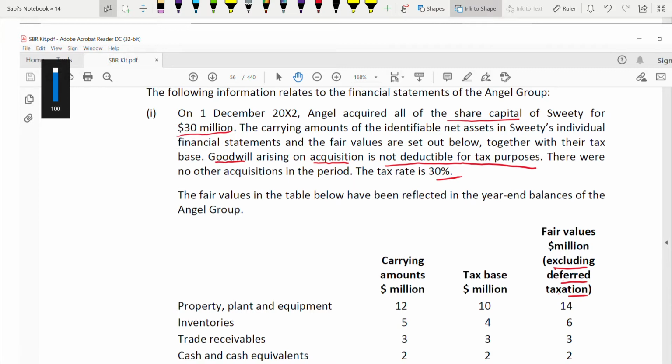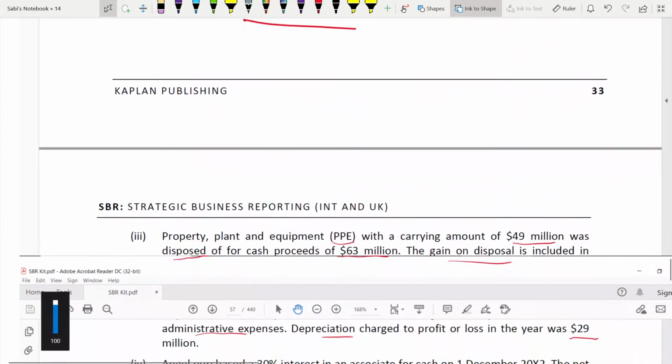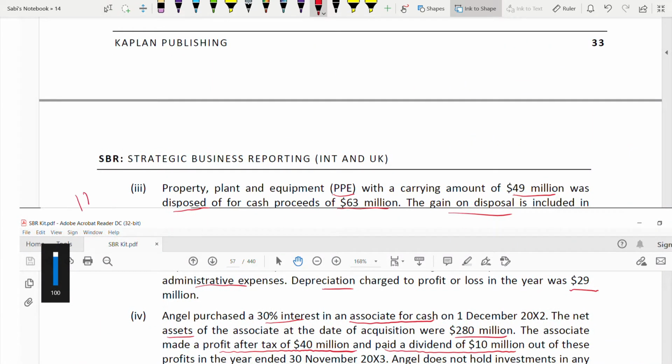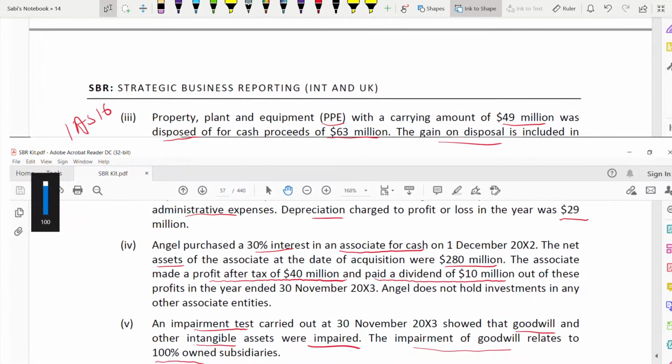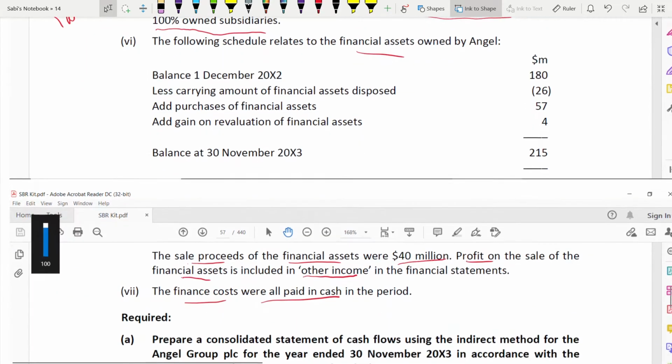So if you go through this, retirement benefit is IAS 19. Then we have PPE, property, plant and equipment, IAS 16. Even though you don't have to use IAS 16 here, because you just need to find out the amount you have purchased for property, plant and equipment. Then we have associate, which is IAS 28. Impairment test, impairment is IAS 36. Then we have financial asset, which is IFRS 9.